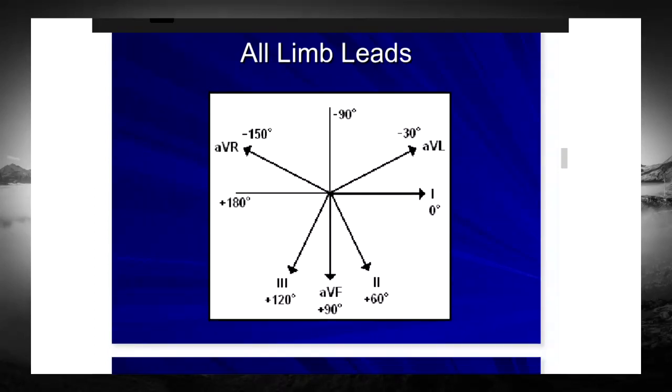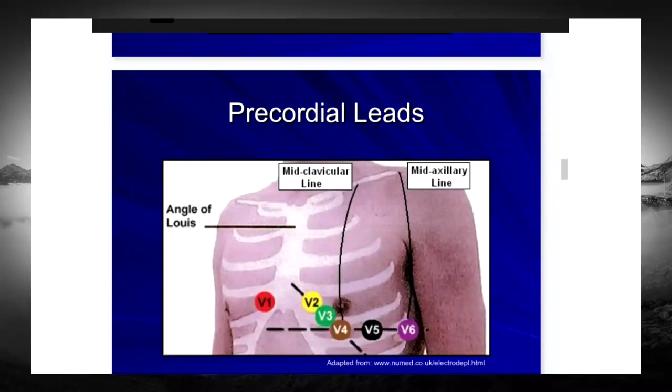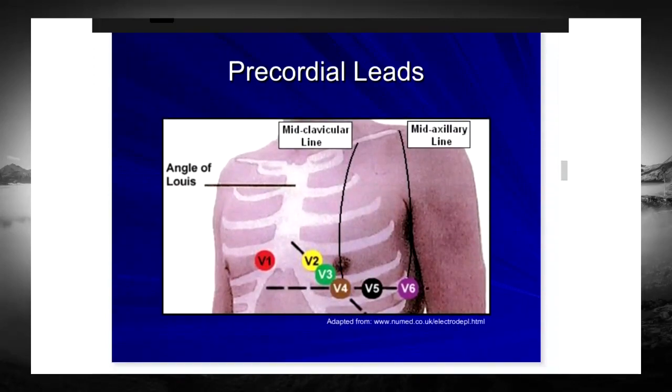So these are all the limb leads together. You've got 1, 2, 3, AVR, AVL, AVF. Okay? So our precordial leads, this is where these are placed. To go back to where we place the limb leads, I think I talked about it. I'll come back in a second. So precordial leads, where we place them.